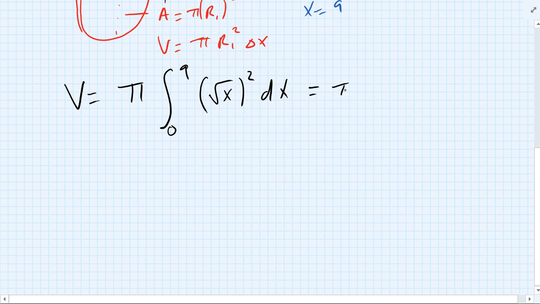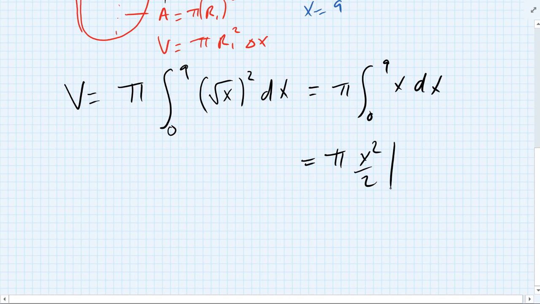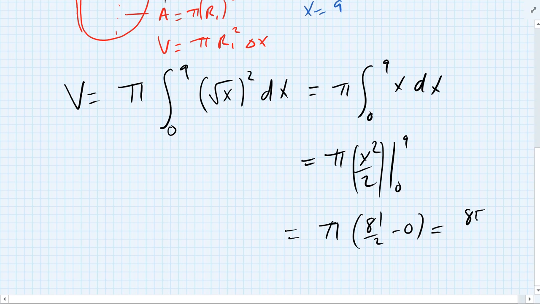All right, so it's pi integral from 0 to 9 of x dx. Yes, we did our algebra step. We've already done some geometry. Now, what's the antiderivative of x? X squared over 2 evaluated from 0 to 9. So that means it's pi times 81 halves minus 0. So that's it. It's 81 pi over 2.